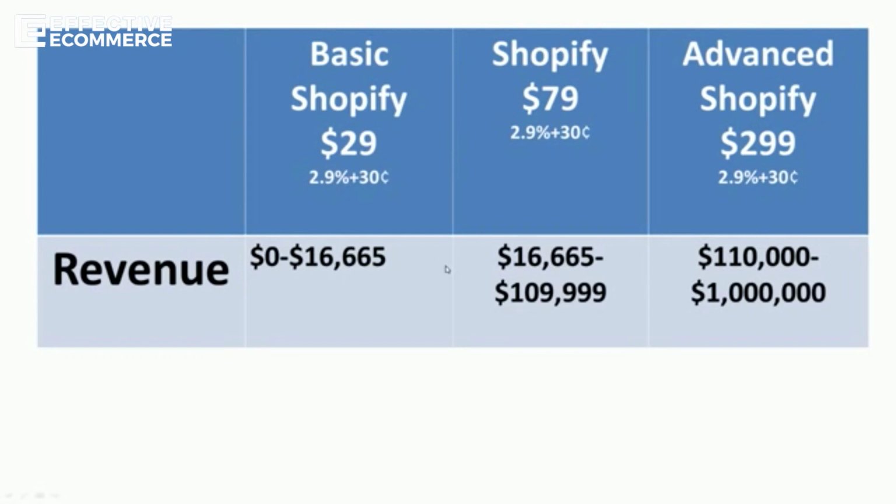So here are the numbers for you right here. If you have the basic Shopify plan, and you make between $0 and $16,665 per month, I'd recommend going with basic Shopify for most people. In between that, you've got Shopify, and above the $110,000 mark, you have advanced Shopify.